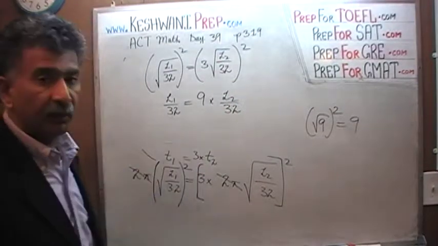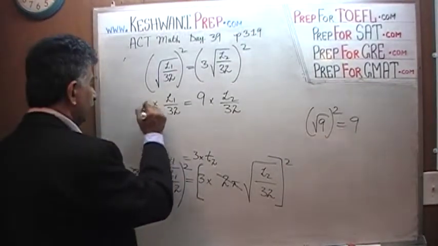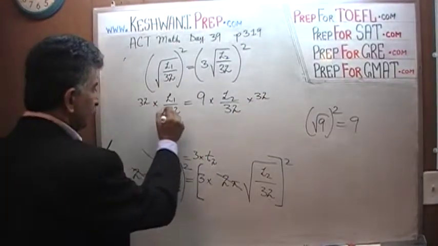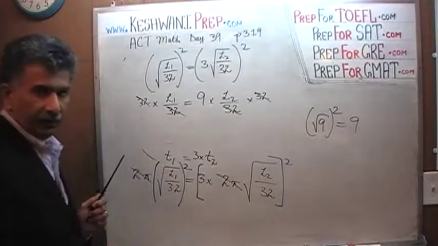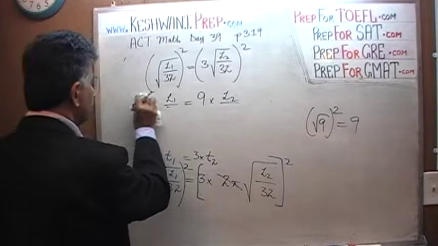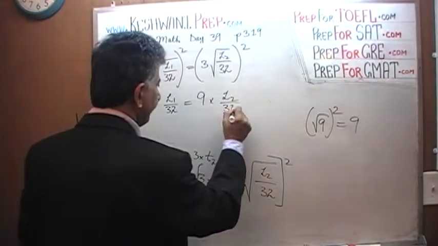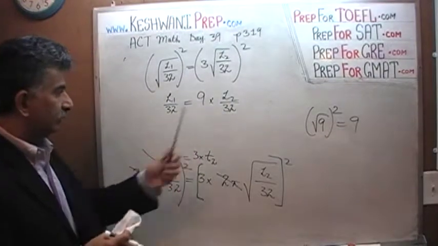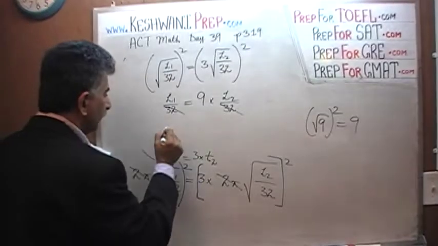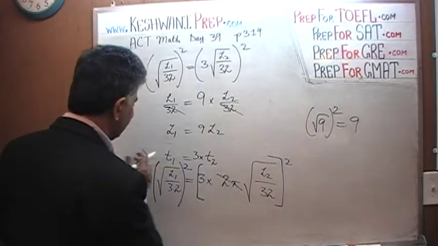Let's multiply both sides of the equation by 32, because we see 32 on the bottom here and 32 on the bottom here. If we multiply both sides of the equation by 32, this 32 is going to drop out. I'm not going to show you the baby step. Then let's divide both sides of the equation by L2. So here we have L1 equals 9 times L2.